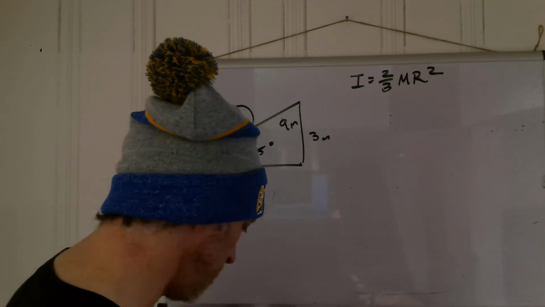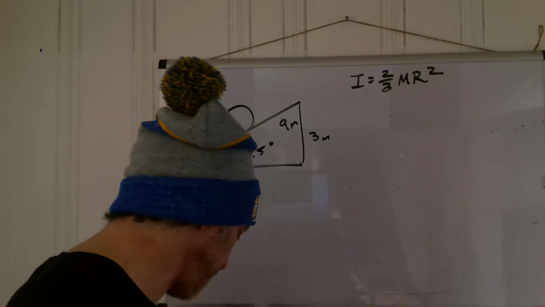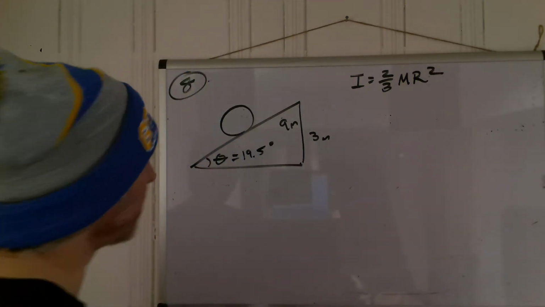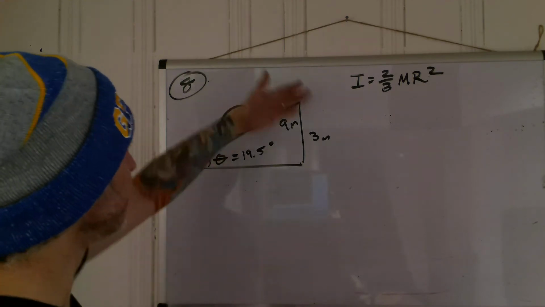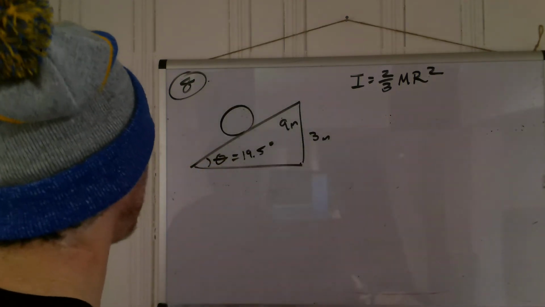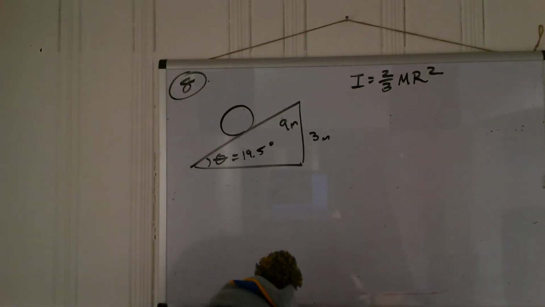The problem actually gives you more information than you need. So we've got this ramp that's 9 meters long. It's 3 meters tall. We know the rotational inertia is 2/3 mr squared, and we're trying to find the acceleration and the force of friction.